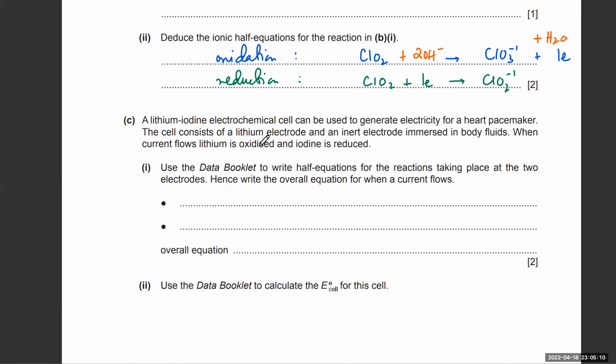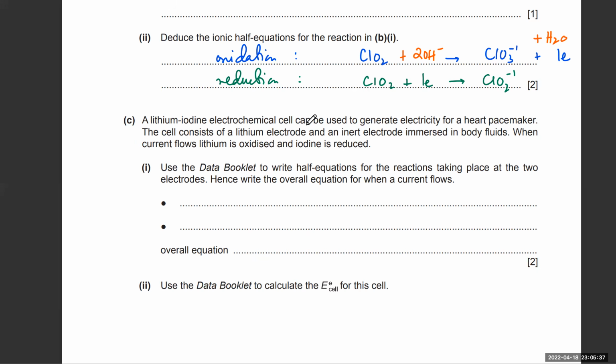So then the next part is that a lithium iodine electrochemical cell can be used to generate electricity for a heart pacemaker. The cell consists of a lithium electrode and an inert electrode. Remember this, a very generic question that usually comes. It's about lithium batteries. Just remember that they are very compact. They're used in cell phones, etc. So they carry a lot of charge. And for a heart pacemaker, they're long lasting as well.